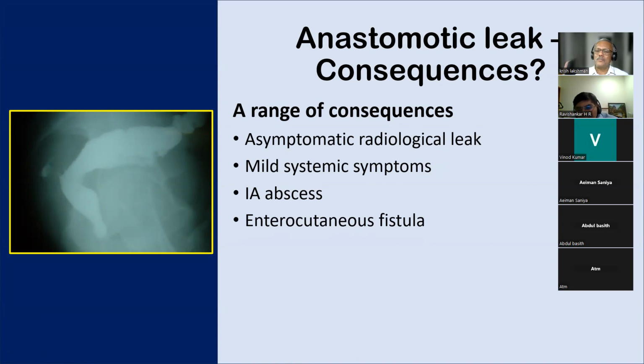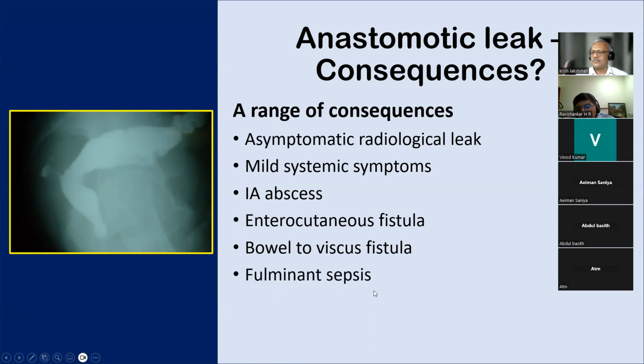Peritonitis. Yes, there's a general peritonitis. If it is not restricted to one area, you get a general peritonitis, or this abscess may burst through the skin and you get an enterocutaneous fistula. If it doesn't burst through the skin but bursts into some other organ, you can have a coloileal or colojejunal fistula, cologastric, colovesical. It can open into anything, and you get a viscus to viscus fistula, bowel to viscus fistula, and of course, fulminant sepsis and death. Okay, so this is a range.